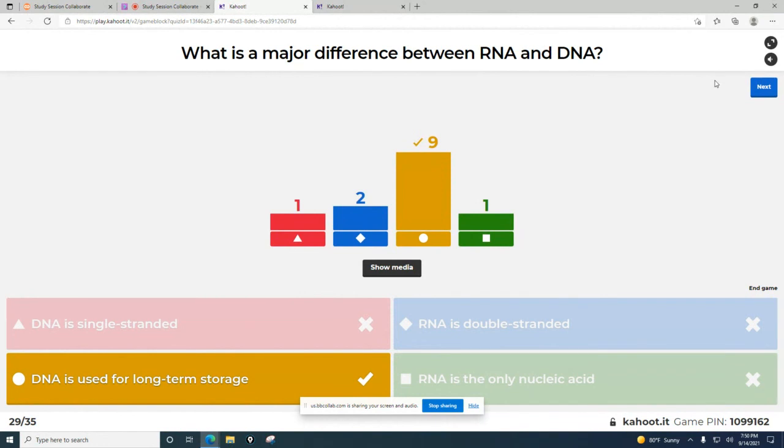Okay, RNA is the only nucleic acid. In a previous question, we said there are 2. That's not true. So then DNA is used for long-term storage of genetic information. What is RNA used for?